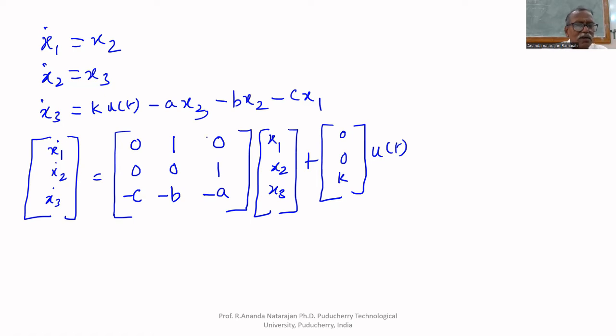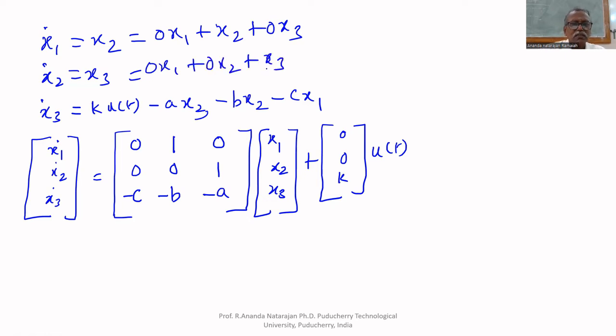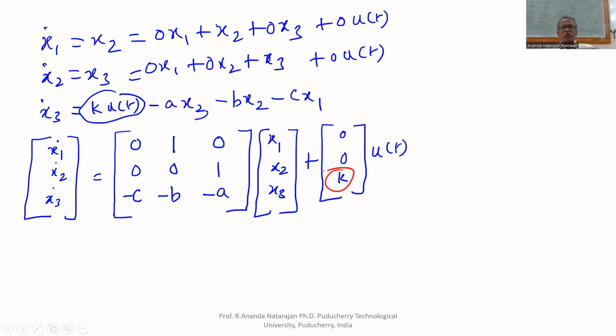How do you multiply these two? Take first row, first column. This can be written as 0 x1 plus x2 plus 0 x3. The second can be written as 0 x1 plus 0 x2 plus x3. The third equation can also be put in matrix form. Here in the first two equations you are having plus 0 u of t, and in the third equation, k u of t. That's why only here we are having k. I put this in matrix form.